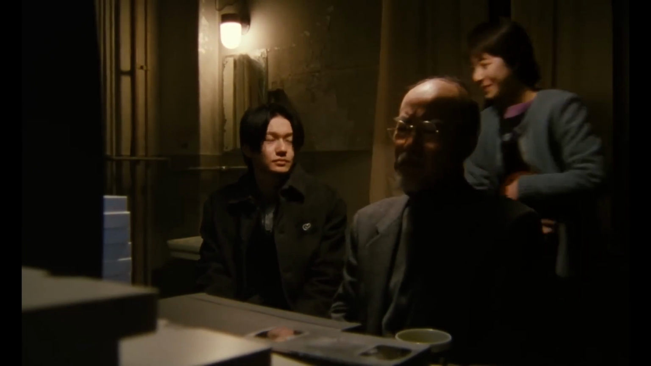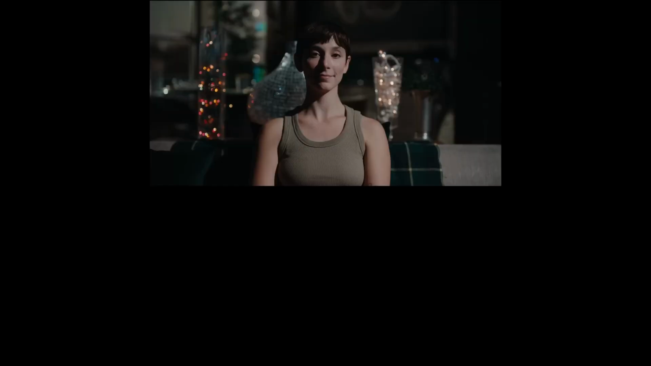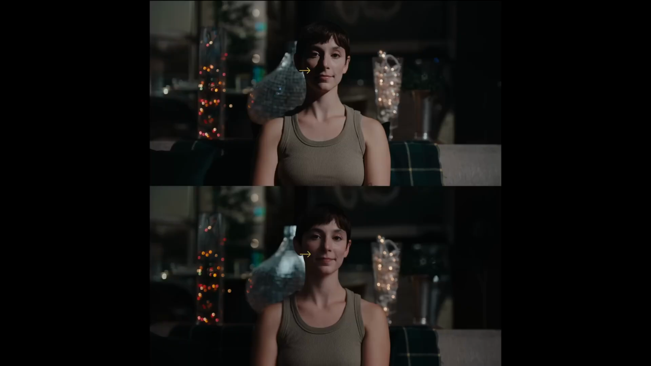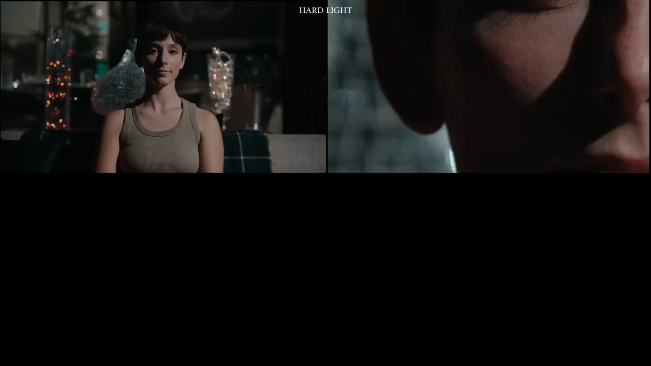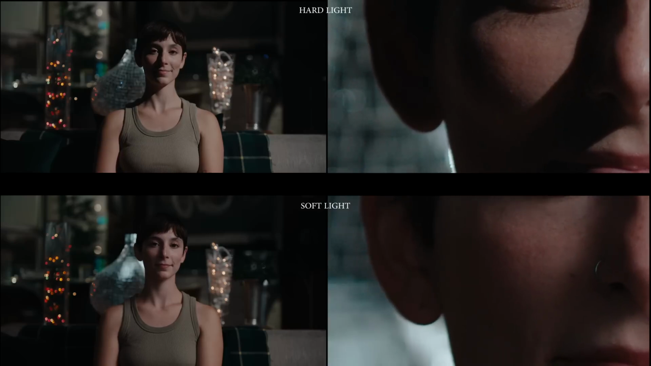Which brings us to our next lighting characteristic, quality, also known as softness. The softness of a light refers to how defined or undefined the shadow created by the subject appears when hit by the light. A hard light refers to a light that would create shadows whose edges are well defined, while a soft light refers to a light that creates shadow edges that aren't well defined. So, what makes a light hard or soft?